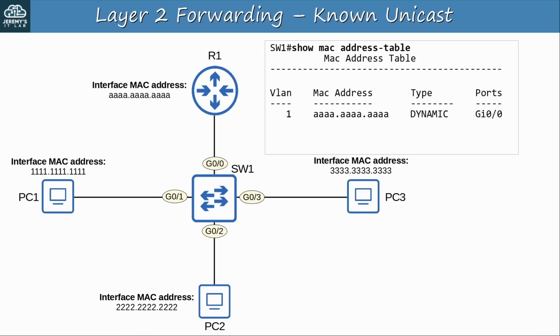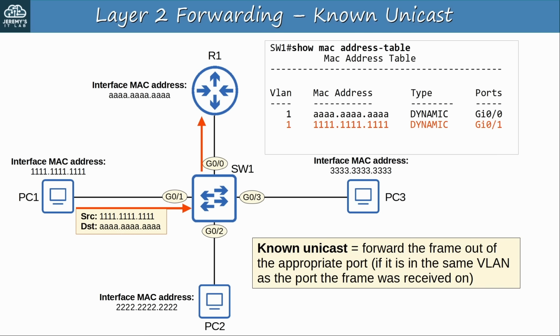Now let's say PC1 sends a response to R1's message. The source MAC of the frame is PC1's, and the destination is R1's. First, switch 1 uses the source MAC address field of the frame to dynamically learn PC1's MAC address and add it to the MAC address table. Then, what does switch 1 do with the frame? Because it already has an entry for the all A's MAC address, it simply forwards the frame out of the appropriate port. Note that switches can only forward frames between ports in the same VLAN. In this case, both are in VLAN 1, so that is no problem.